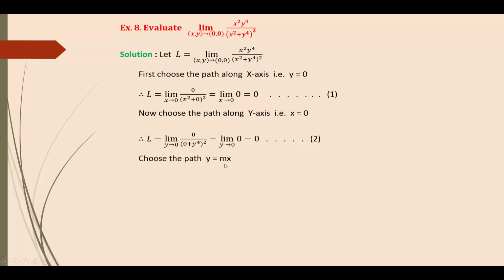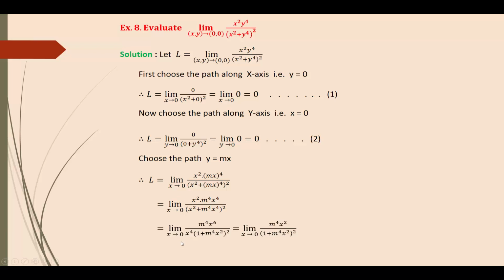Now choose the path y equal to mx. Put the value of y as mx in the given limit, so L equal to limit as x tends to 0 of x square, the first term, and put y is mx, so (mx) raised to 4 upon (x square plus (mx) raised to 4) whole square, equal to limit as x tends to 0 of x square into m raised to 4 x raised to 4 upon (x square plus m raised to 4 x raised to 4) whole square.